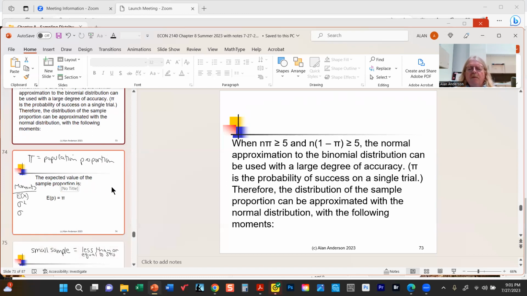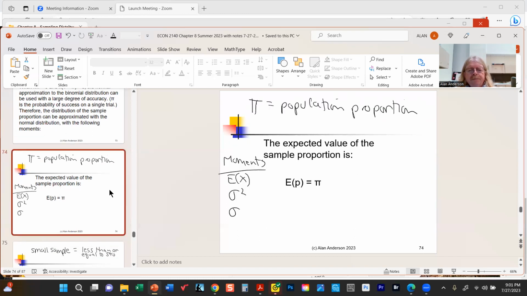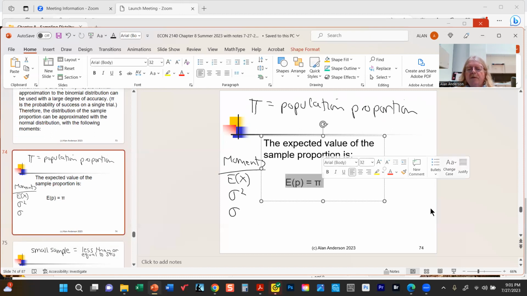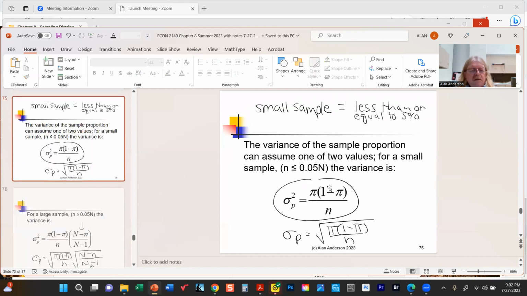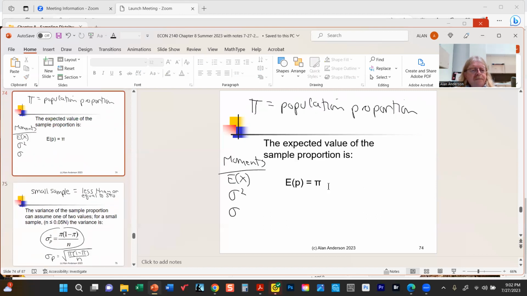Okay, so what are the moments then for the sampling distribution of p? Well, the mean or expected value of p is equal to the population proportion pi. Pi is meant to be the population proportion. And all that means is that on average, if I keep drawing samples, the proportion of lefties will be the same as it is for the entire population.